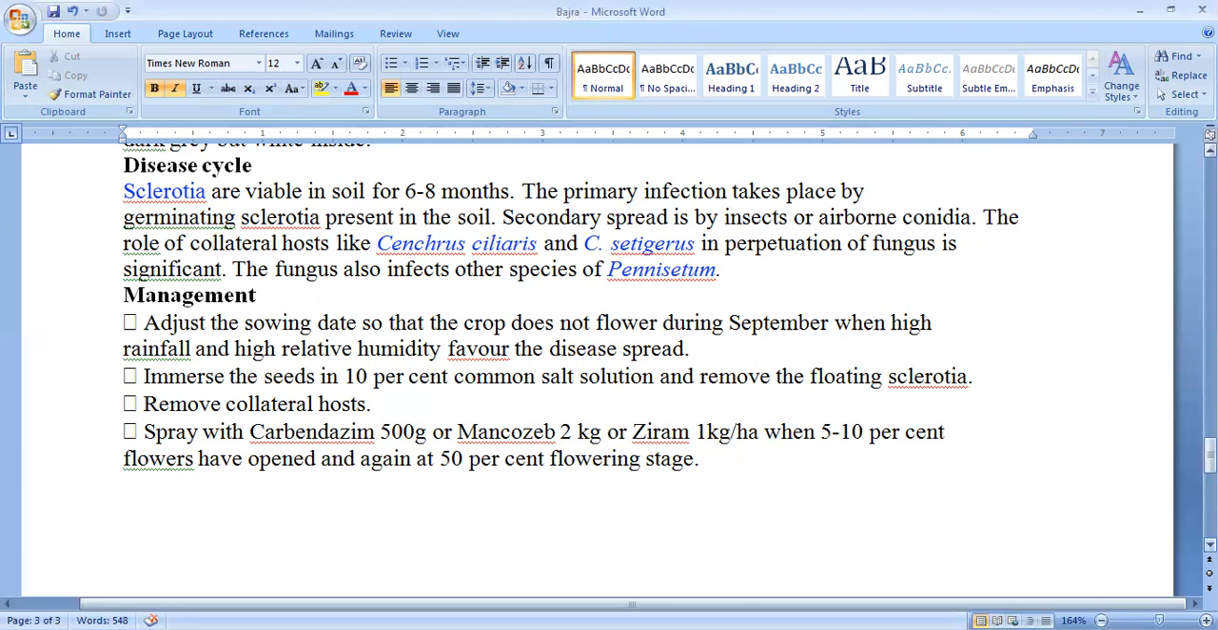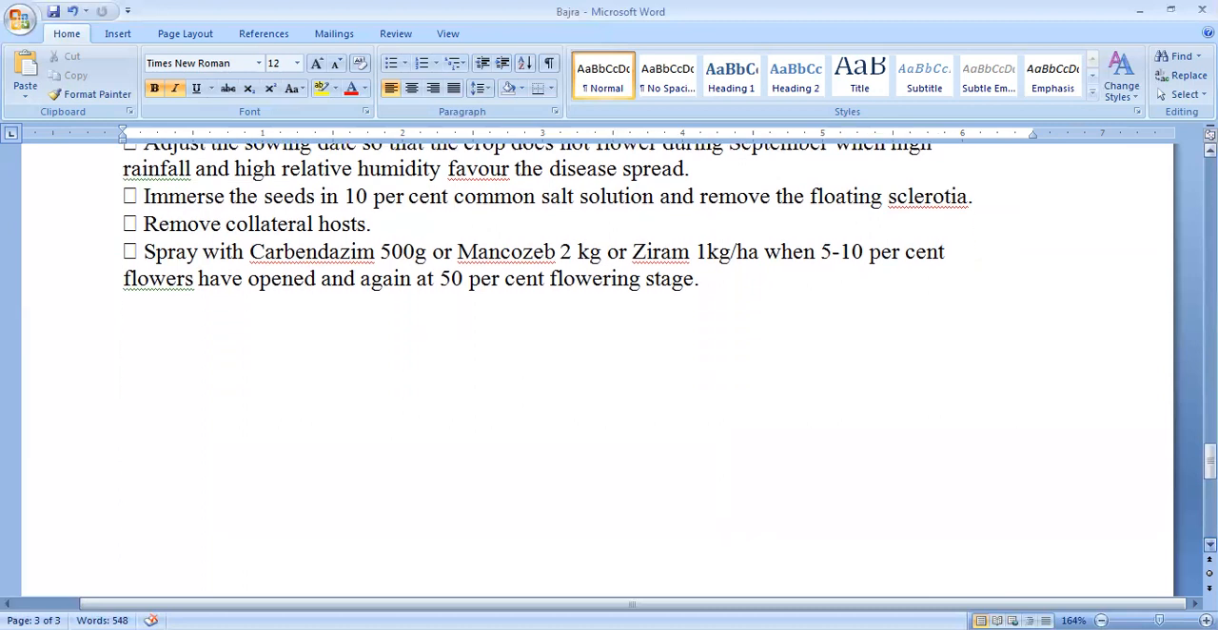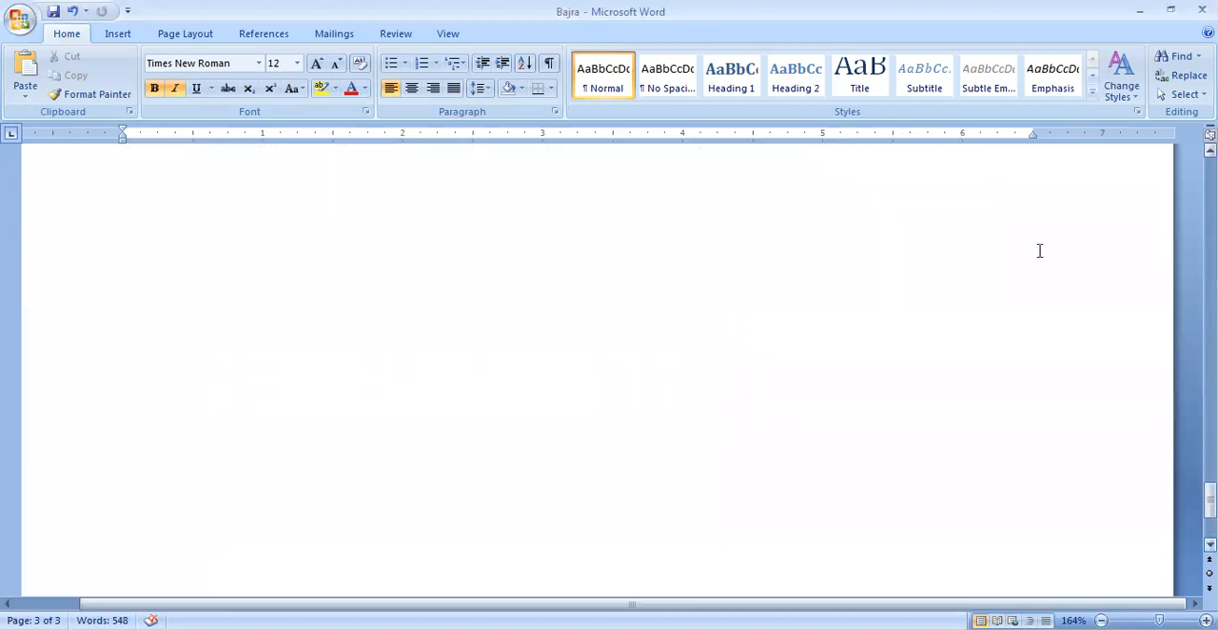Fourth is chemical control with the spray of carbendazim 500 gram or mancozeb 2 gram or Ziram 1 gram per hectare. When the flowers have opened, and second, when 50% flowers have opened. So these are the management practices.